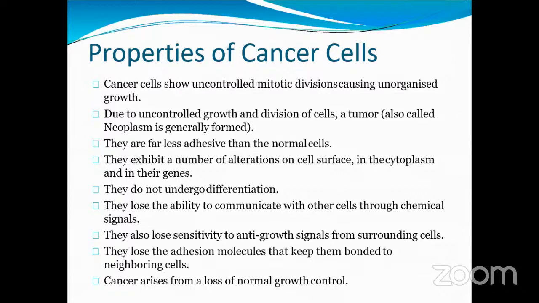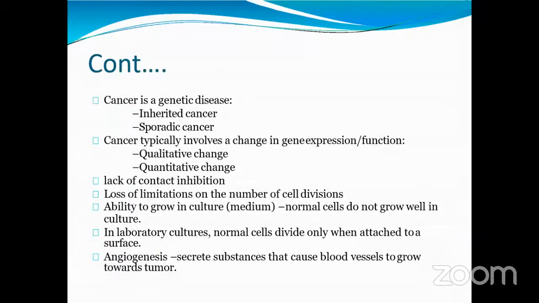So when the adhesion molecules are removed, there is no more attachment and every cell can freely act. And cancer arises from the loss of normal growth control. If the normal control is lost, then it can simply give rise to cancer. Cancer can be a genetic disease, or it can arise spontaneously based on lifestyle or exposure. So you have inherited cancers or sporadic cancers.